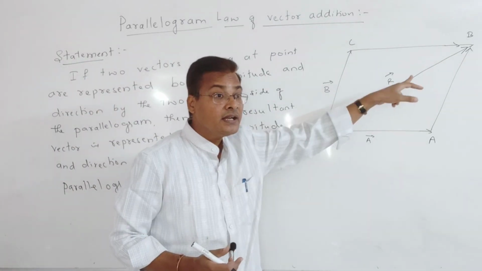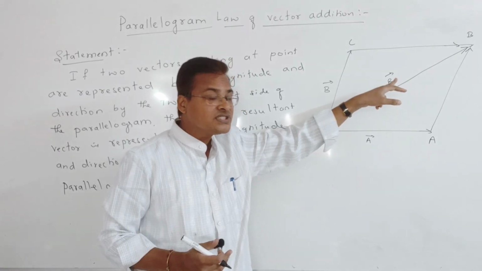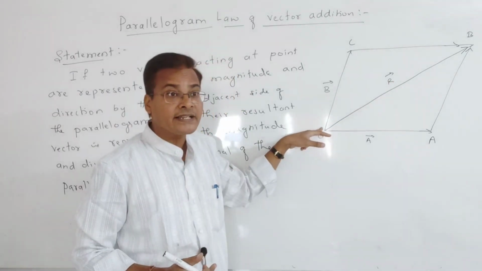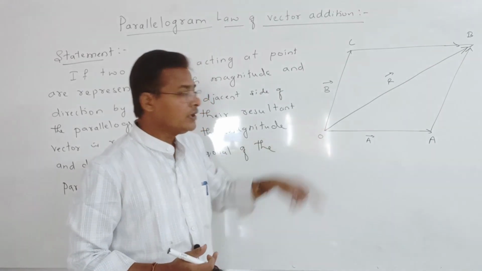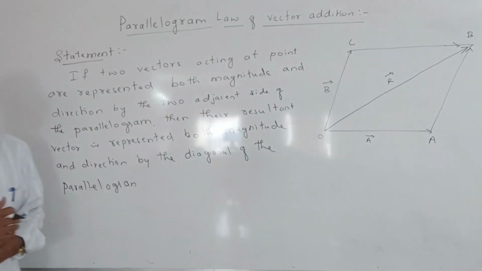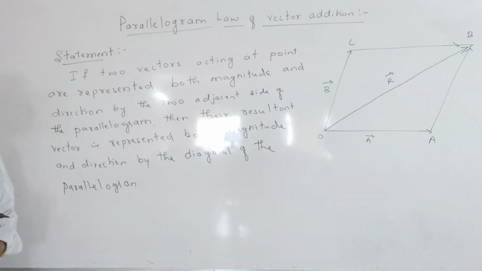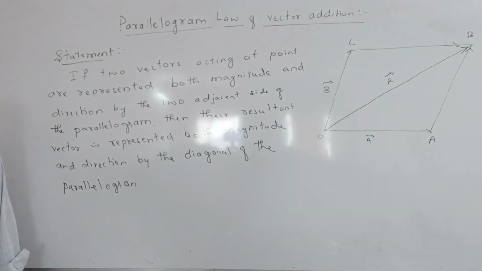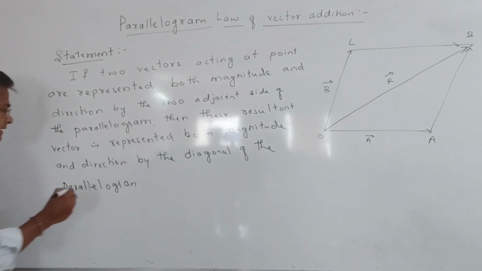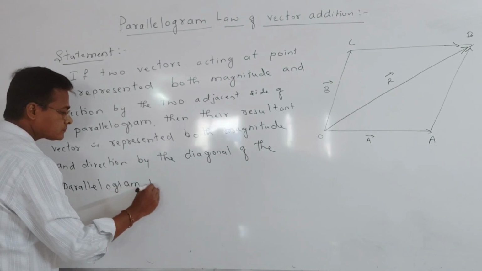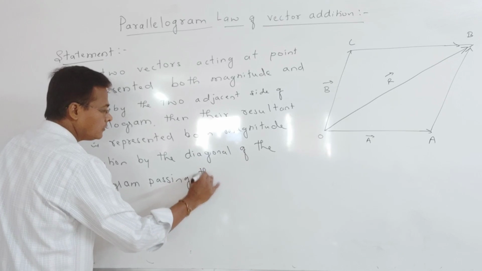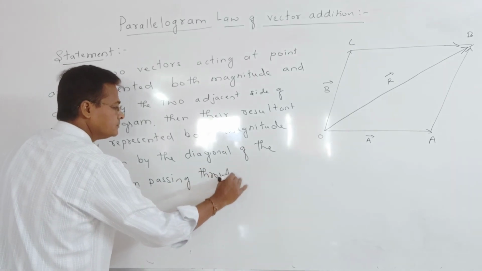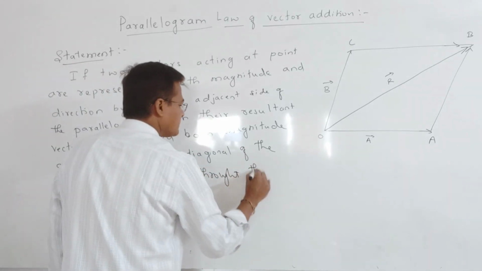The diagonal of the parallelogram which is passing through that point, at that point, passing through the same point. So the parallelogram passing through that point.